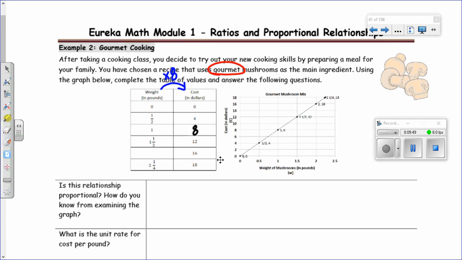So now figure out how much in pounds I would get if I spent $16 at the store. Pause it and get that figured out right now. Okay, did you get 2 pounds? Hopefully that one wasn't too bad.